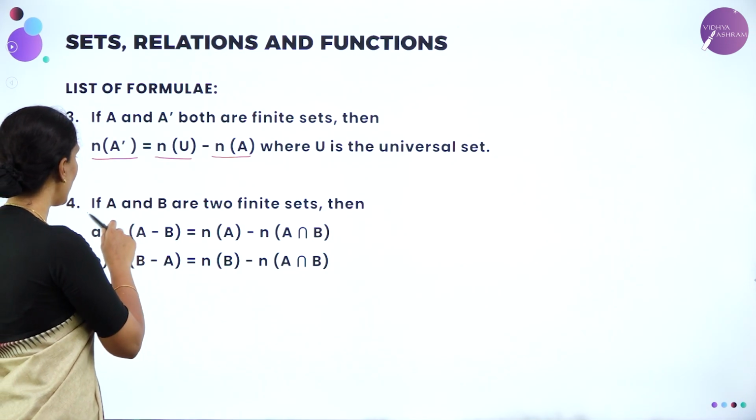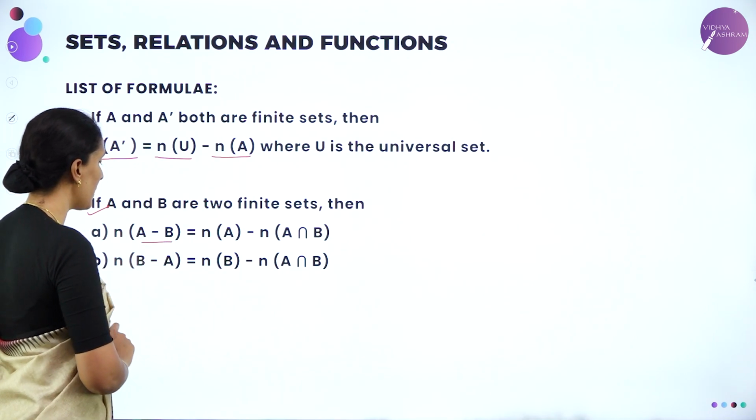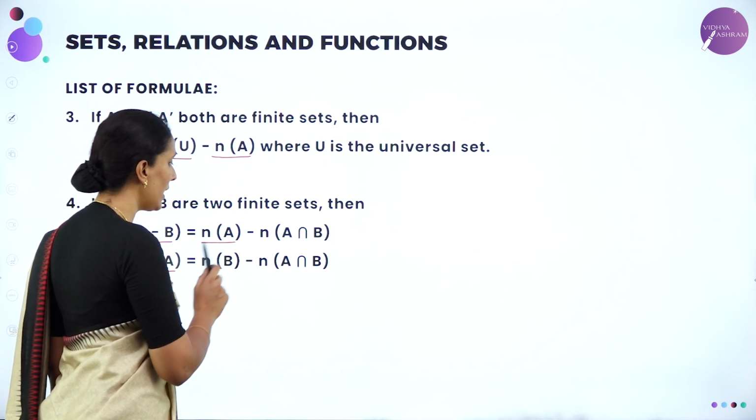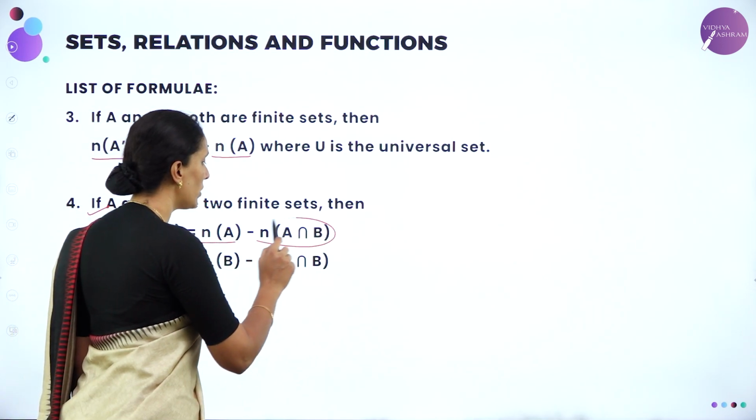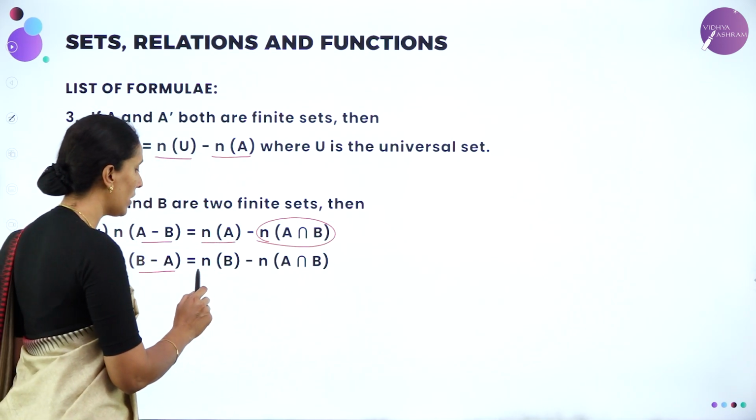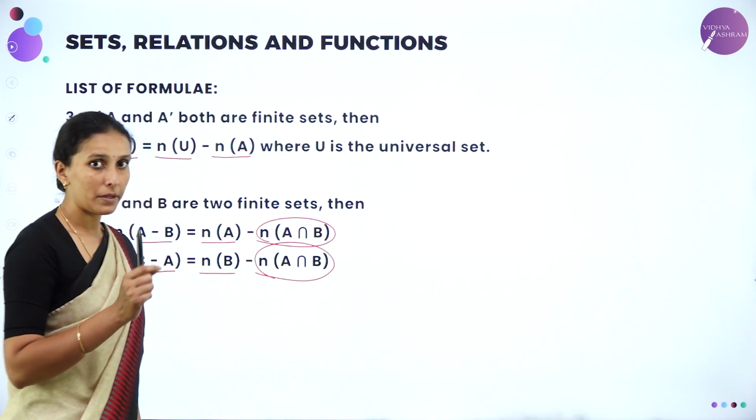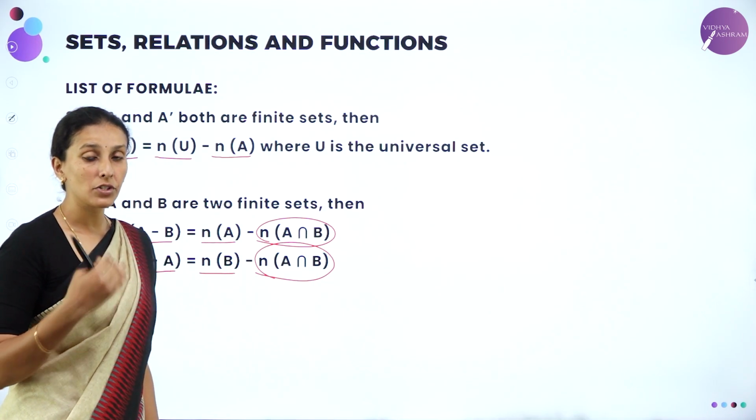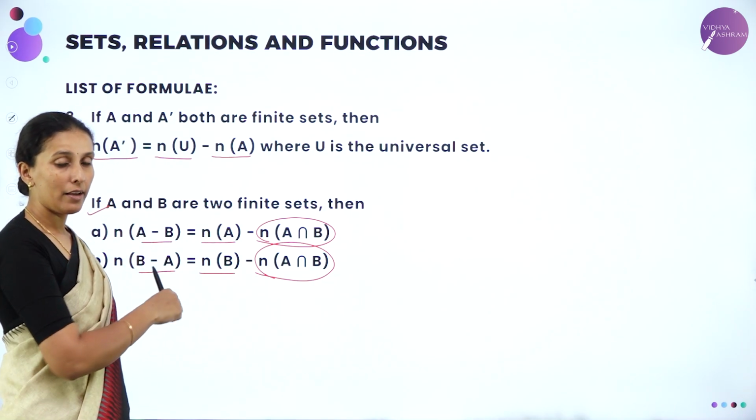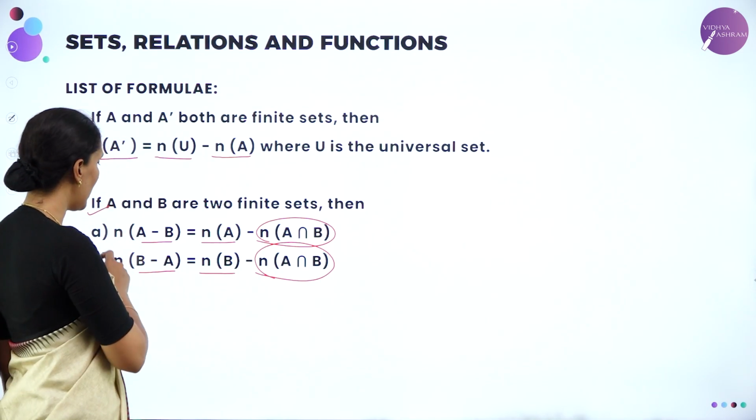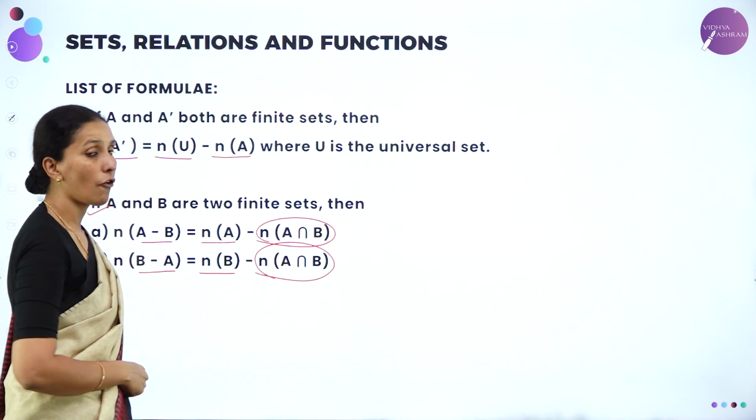Now we can also find the cardinality of A difference B as well as B difference A. If we want the elements only in A, then we need to remove the intersection part. If we want the elements only in B, then we need to remove the intersection part. That means if we remove the common elements, we'll get the elements only in A. Similarly, we'll get the elements only in B. So theoretically, it is represented using this formula.